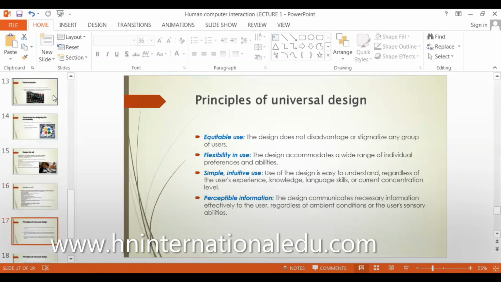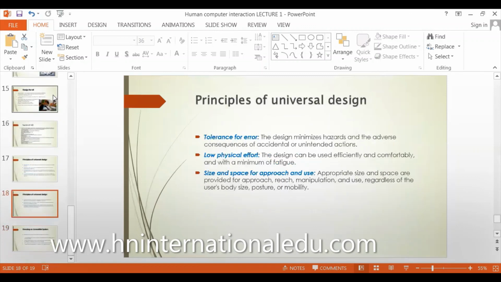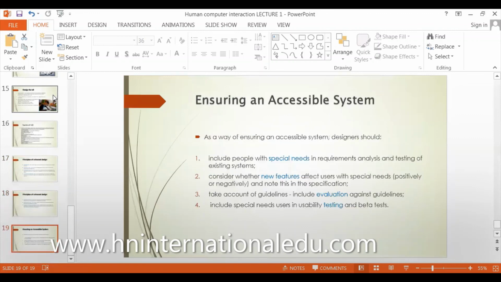Then we read about the principles. What are the principles of universal design? On which points must the universal design be considered? These are the 7 universal design principles. Then how can we ensure that our system is accessible? We see there are 4 points we must take care of, and if these 4 points are good, then our system is accessible and easy to use for everyone.